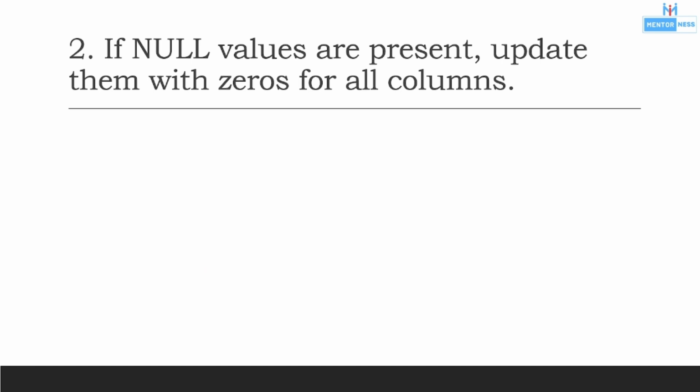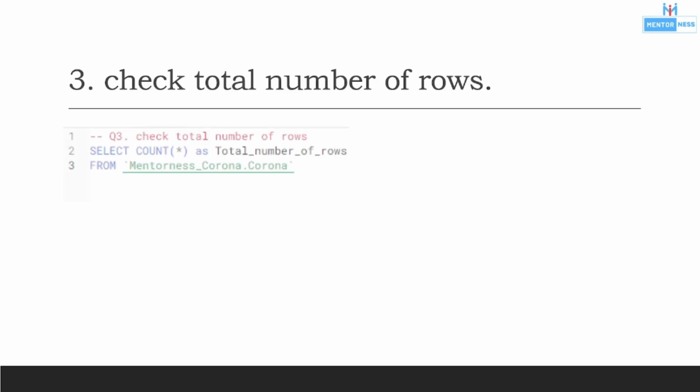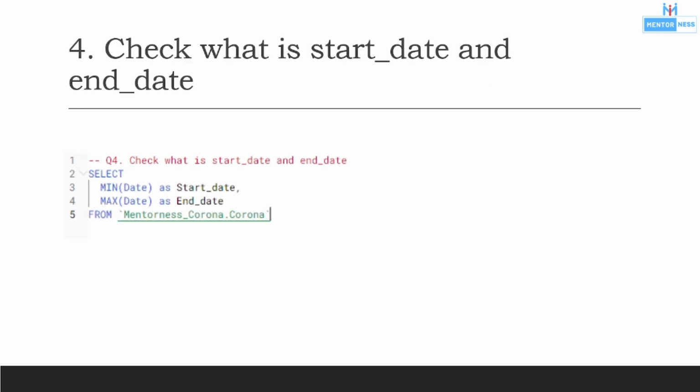And the second one is, if there is any null value, we need to update it with 0 for all the columns. However, as we have already checked, there were no null values, so we do not need to update it with 0. And the third task is to check the total number of rows in the data set. So we need to count the total number of rows in the data set. As we can see, the total number of rows available in the data set is 78,386.